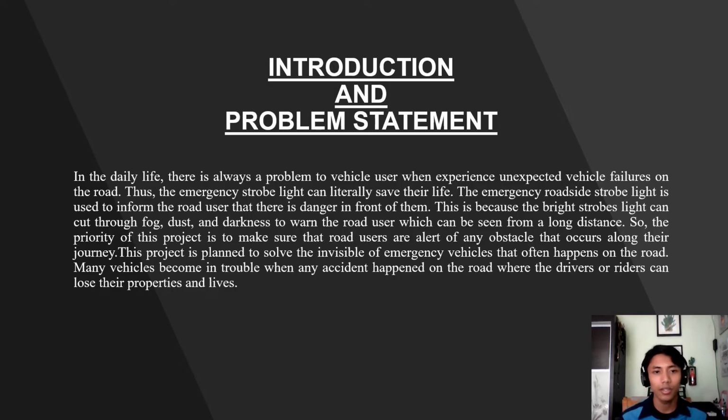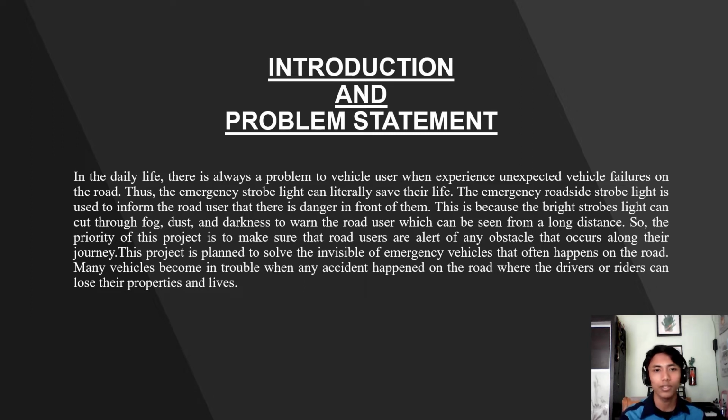In daily life, there is always a problem where vehicle users experience unexpected vehicle failure on the road. Thus, the emergency roadside strobe light can literally save their life. The emergency roadside strobe light is used to inform the user that there is a danger in front of them. This is because the bright strobe light can cut through fog, dust and darkness to warn the road user, and can be seen from a long distance.